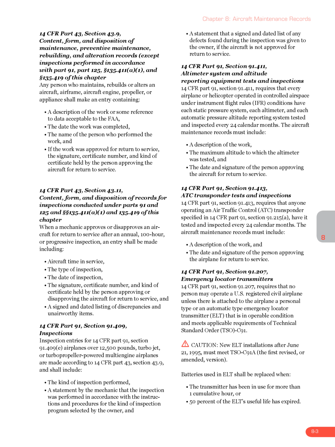14 CFR Part 91, Section 91.411, Altimeter System and Altitude Reporting Equipment Tests and Inspections. 14 CFR Part 91, Section 91.411, requires that every airplane or helicopter operated in controlled airspace under Instrument Flight Rules, IFR, conditions have each static pressure system, each altimeter and each automatic pressure altitude reporting system tested and inspected every 24 calendar months. The aircraft maintenance records must include a description of the work, the maximum altitude to which the altimeter was tested, and the date and signature of the person approving the aircraft for return to service.